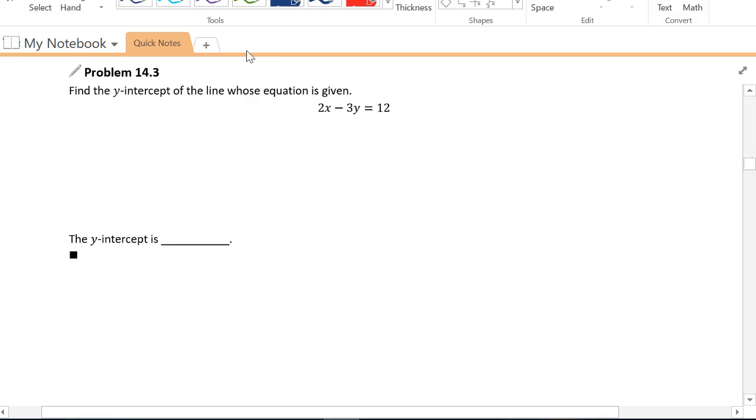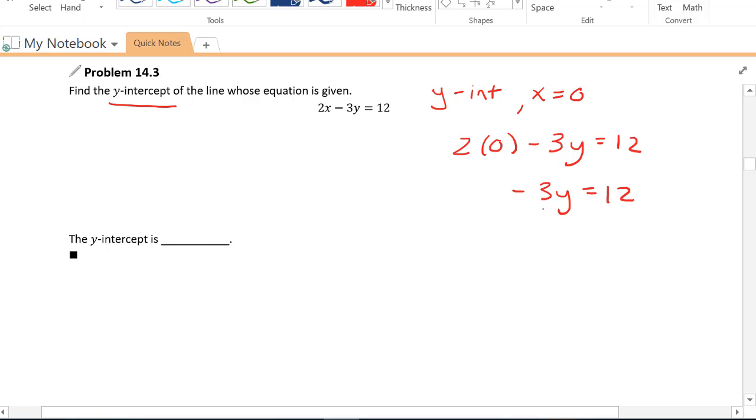For example, in this problem, we're asked to find the y-intercept of this equation. To find the y-intercept, we make the opposite one 0. We make x 0, so we plug in 0 for x. That's going to be 2 times 0 minus 3y equals 12. 2 times 0 is 0, so we just get minus 3y equals 12. Divide both sides by negative 3. So we get y equals negative 4.